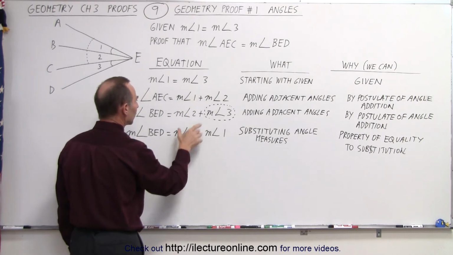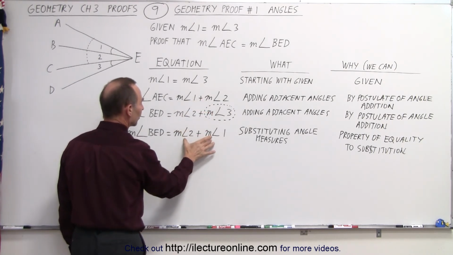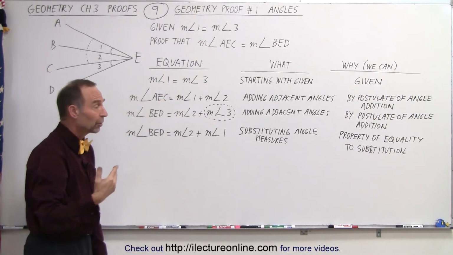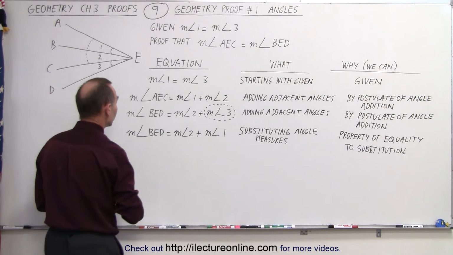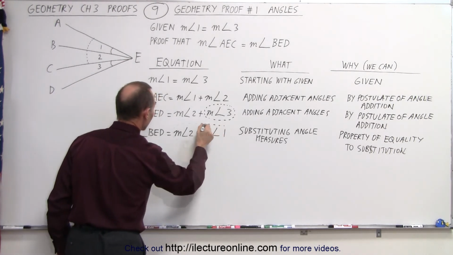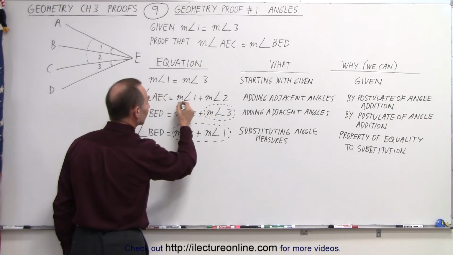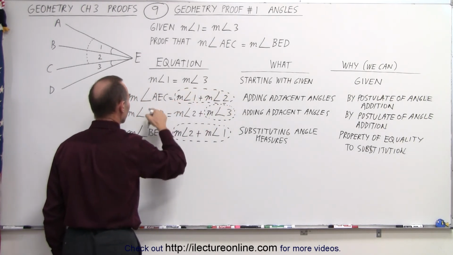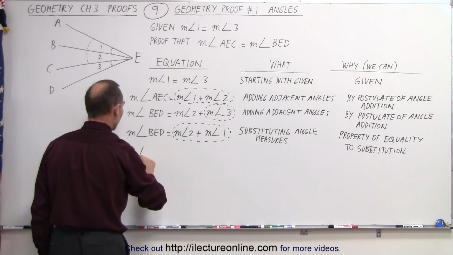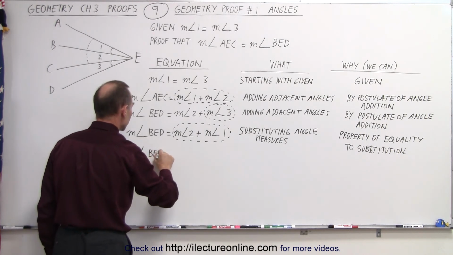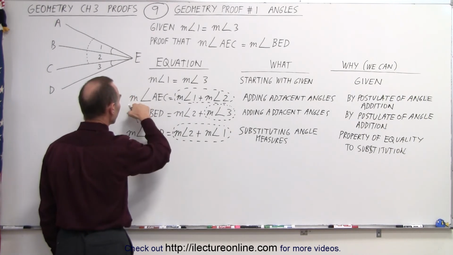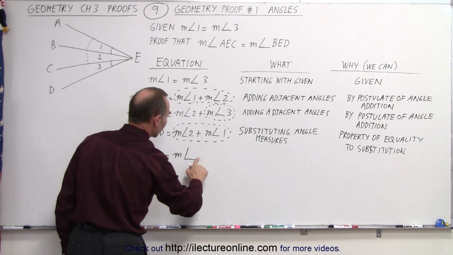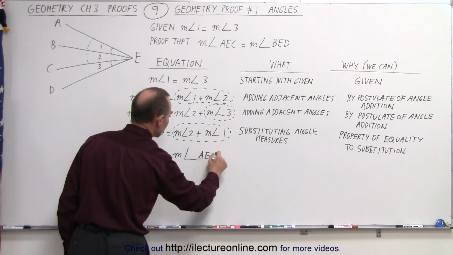In other words, I can now replace this value right here, this sum, by what this sum is equal to. Again, that's the property of equality of substitution. So instead of writing this, which appears over here, I can simply replace that by what that is equal to. So now I can write that the measure of angle BED is equal to the measure of angle AEC.